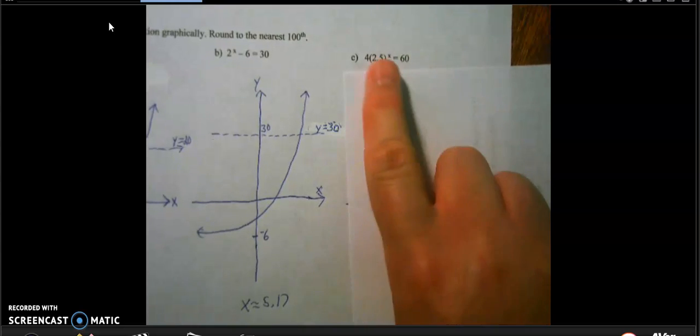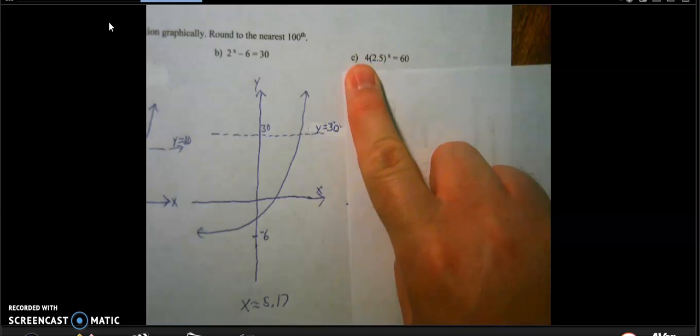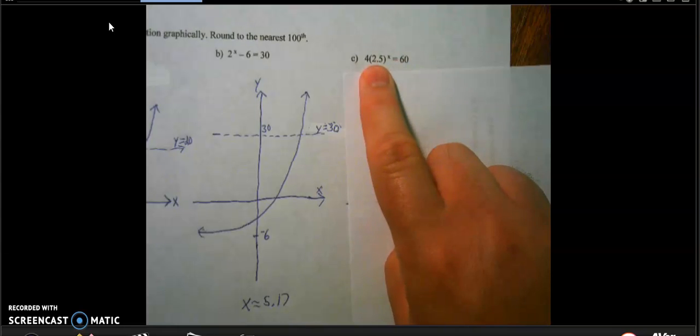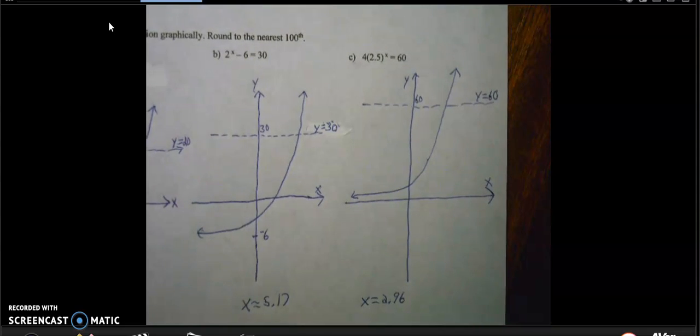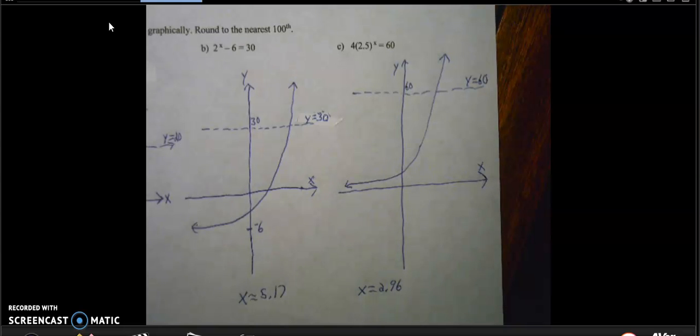Okay, and then the last one, you can divide by 4 first if you want. What you can't do is you can't say 4 times 2.5. A lot of students make that mistake over and over again. But with an exponential, remember order of operations, you have to apply the exponent first. And we can't just raise 2.5 to the x if we don't know what x is. X is your variable. So you can divide by 4 first to get 15 on the right side, or if you leave it like this, and then put y2 equals 60, and you get 2.96 for that answer. So that's solving graphically and rounding to the nearest hundredth.